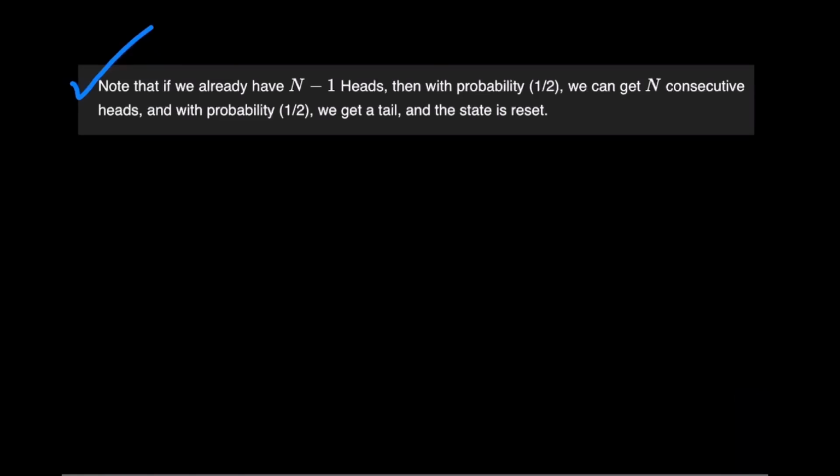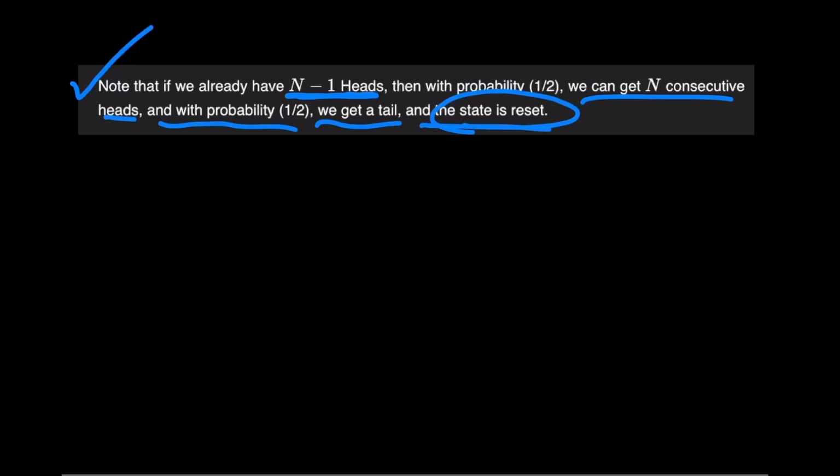Now this line over here basically explains everything about this solution. Note that if we already have n minus 1 heads, don't worry about how we got to this point. That is important to understand when we're thinking about recurrence relations, that our base case is n minus 1. In this case, the probability of getting a head is 1 by 2 and the probability of getting a tail is 1 by 2. If we get a head, then we get n consecutive heads and the condition is satisfied. And if we get a tail, which is also a probability of 1 by 2, then if you think about it, the entire state has been reset.